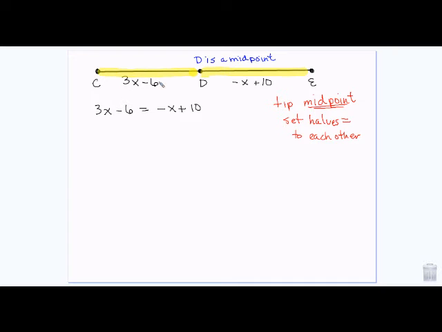And maybe this half is of algebra and this half is like 12. That can happen too, but you'll still set them equal to each other. You'd set this half equal to that half because of the word midpoint. So x is negative here, so to get rid of him, I'm going to add him to both sides.